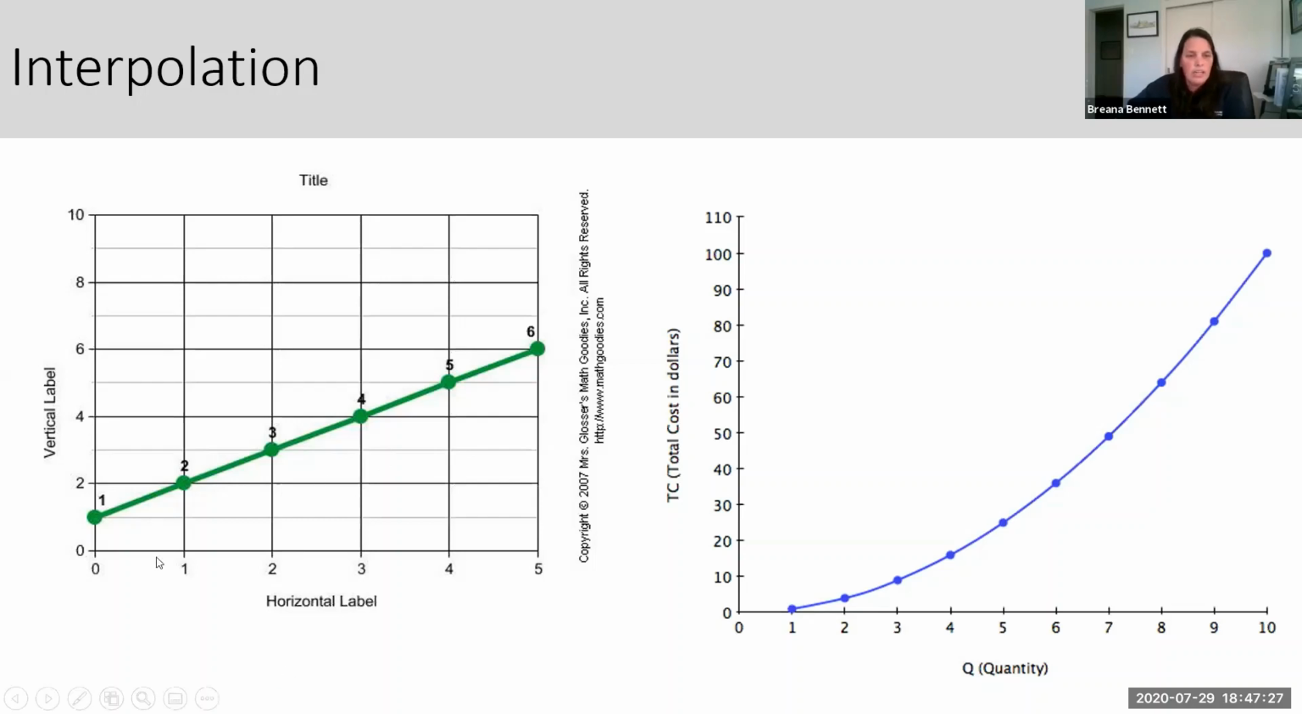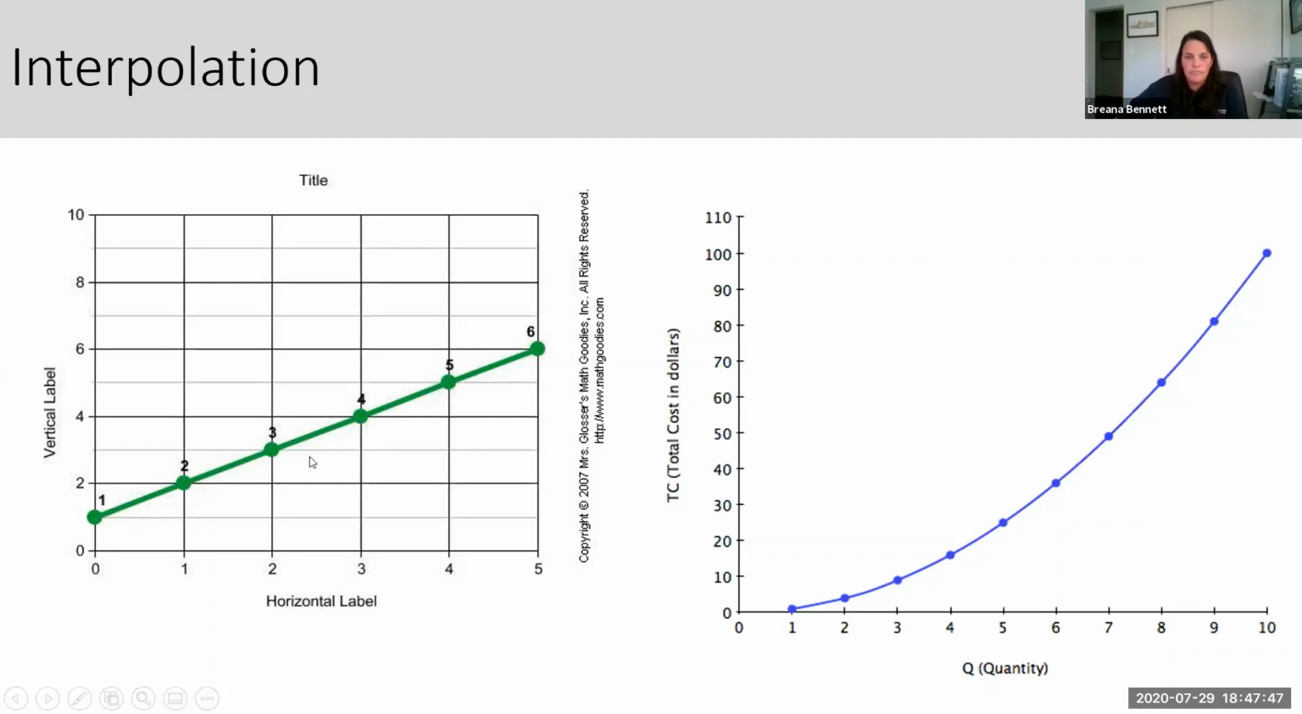So an example, this is just a straight line example, that if we were trying to find a value that was 2.5, we could see it on a graph that maybe it's 3.75 or something. You're kind of ballparking it on a graph.